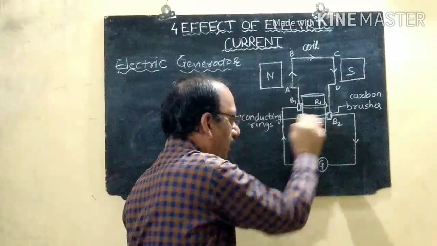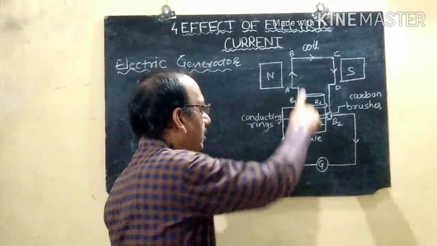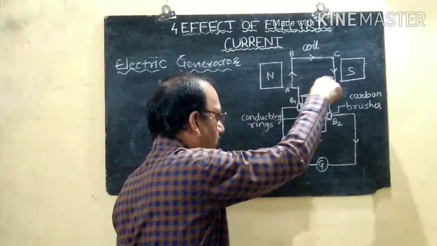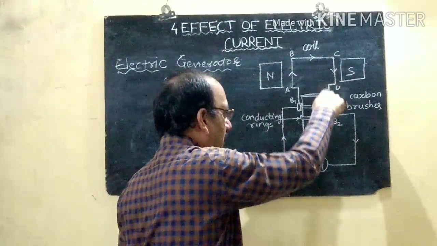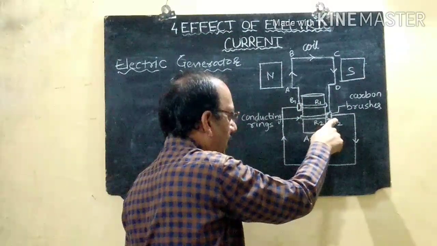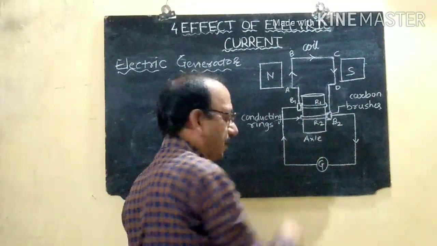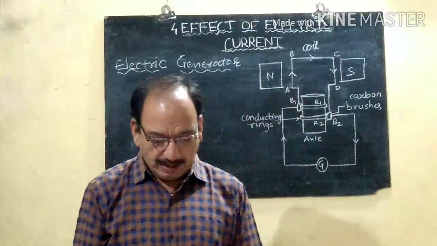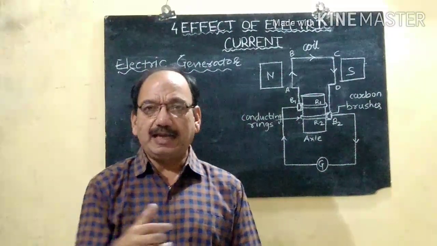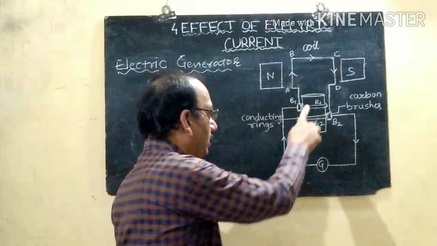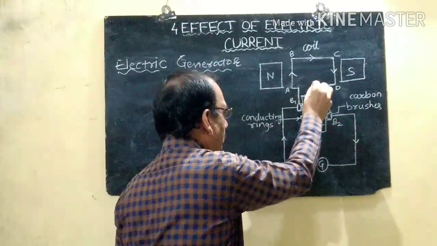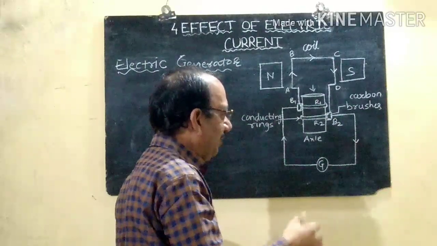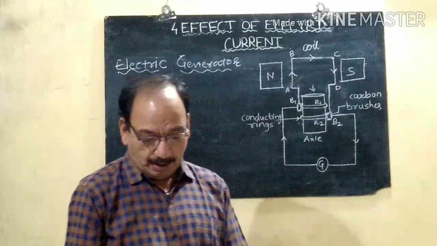They are connected to the rings. The arms AB and CD of this coil are connected to ring 1 and ring 2. Then both the rings are fitted to the axle very tightly. This is the axle. You can observe this is the axle. These rings are very tightly fitted to this axle.